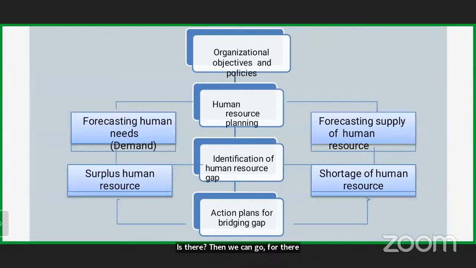Internal adjustment may not be possible. Adjusting internally through horizontal movement, promotion, transfer, these kinds of things may not be possible because there is already a shortage and people are overburdened. What will we do? We can go for the recruitment. So this is the process, method, technique, objective, concept, definition of human resource planning.